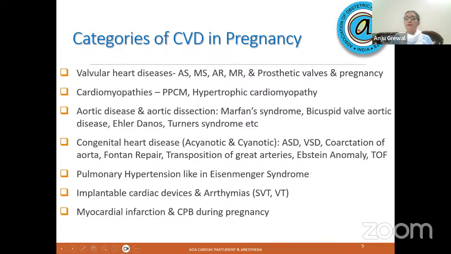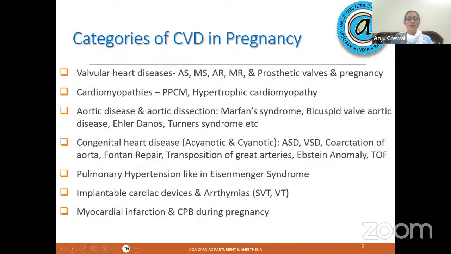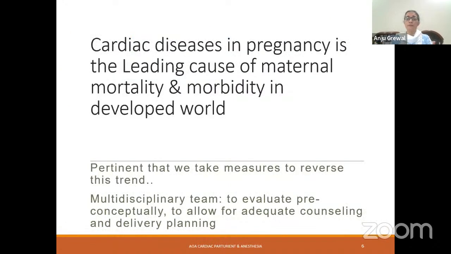And then we have the congenital heart diseases, the cyanotic and the acyanotic heart diseases. And of course, pulmonary hypertension. Once in a blue moon, you do get an Eisenmenger syndrome coming with pregnancy to us. And of course, other issues like pregnant patients with implantable cardiac devices, etc. Now, though it is a leading cause of maternal mortality and morbidity in the developed world, we are also slowly entering into this particular world.